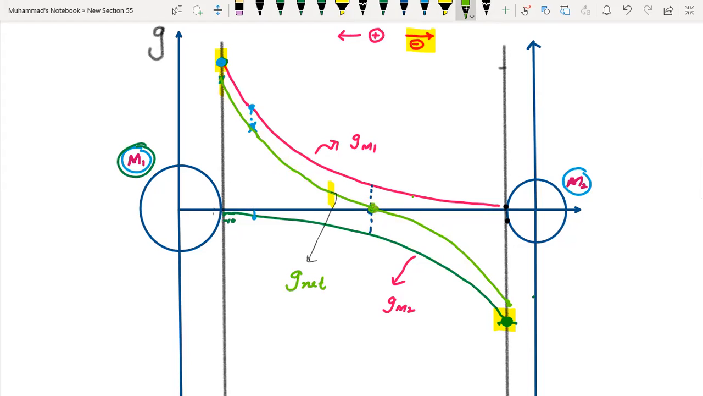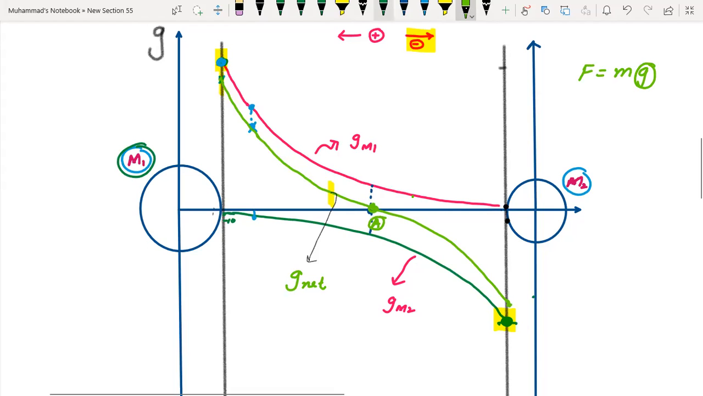So let's mark this point. Let's say this is point A. So at this point, the gravitational field strength is 0. So if you place some object over here, will it experience any force at point A? No, because if the gravitational field strength is 0, the force is the mass of the object times the gravitational field strength. If the gravitational field strength is 0 at point A, then the force on that object must be 0.